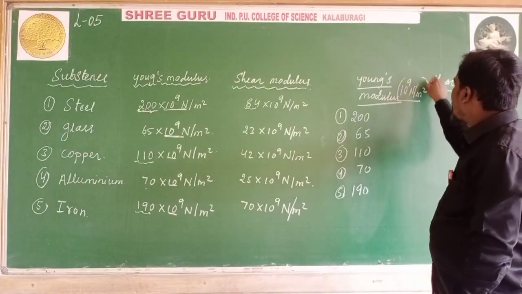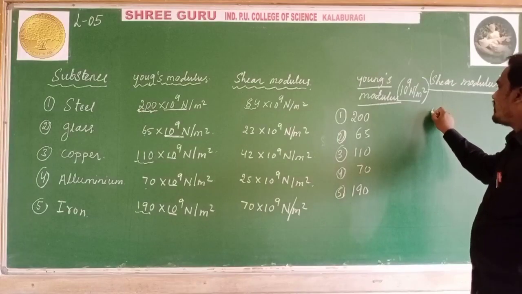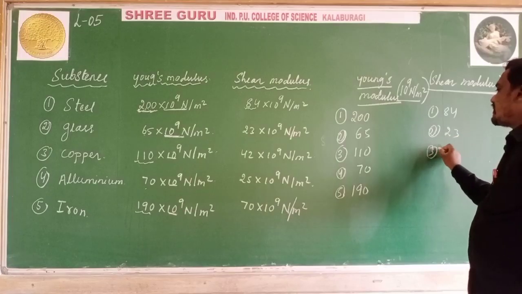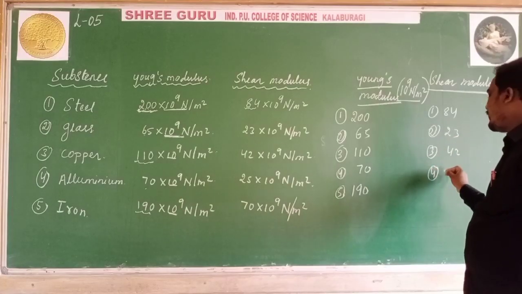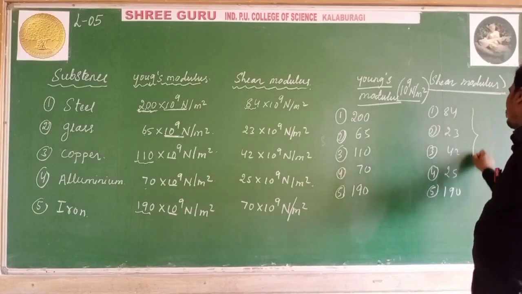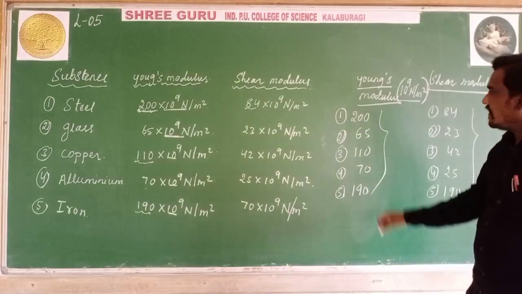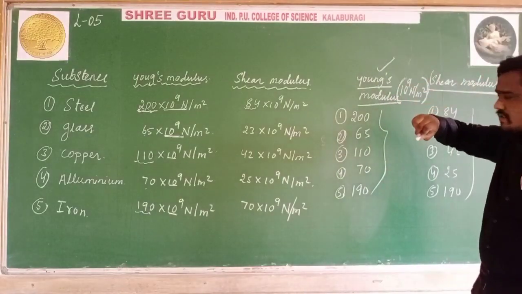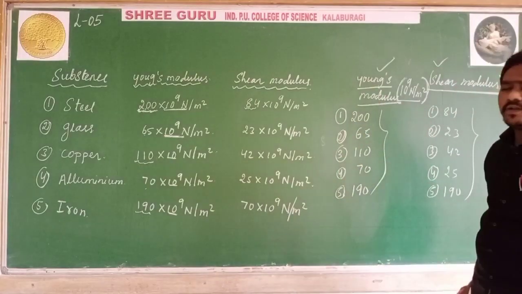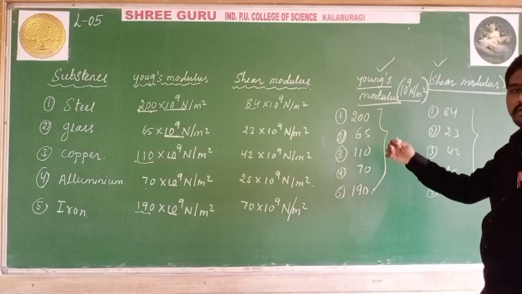The powers are the same for Young's modulus as well as shear modulus. Here you just remember, the first one, steel, is 84, the second one is 23, the third one is 42, the fourth one, aluminium, is 25, and the fifth one is 190. Just keep in mind the numbers. Why? Because the powers are not going to change, whether Young's modulus, shear modulus, or even bulk modulus. Always keep these values in the form of numbers.